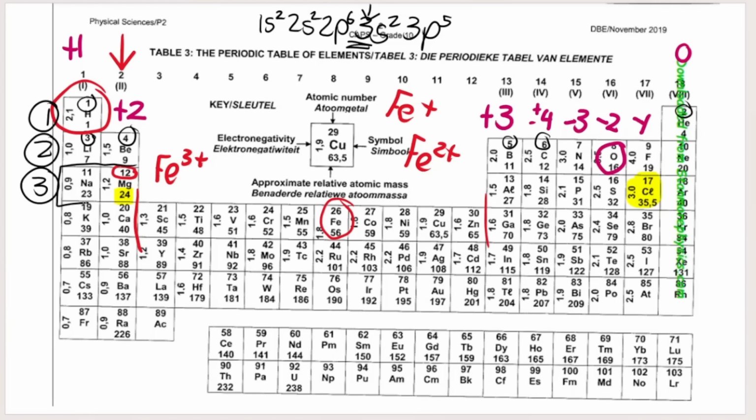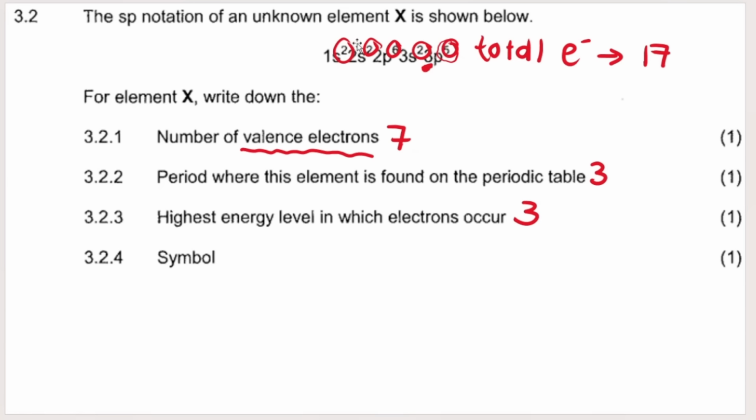This over here represents the s orbital. So this would be 3s1, this would be 3s2. This would be 3p1, 3p2, 3p3, 3p4, and 3p5, which is where my SP notation stops. But the easiest way is definitely just to count the total number of electrons and locate it on the periodic table, so we know it's chlorine, so the symbol is Cl.